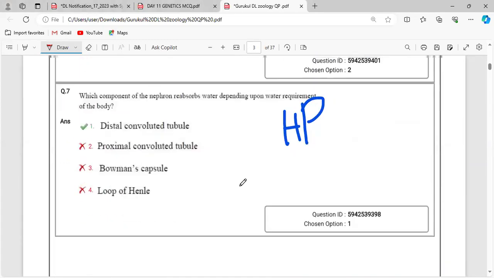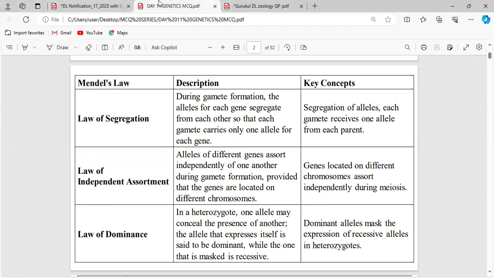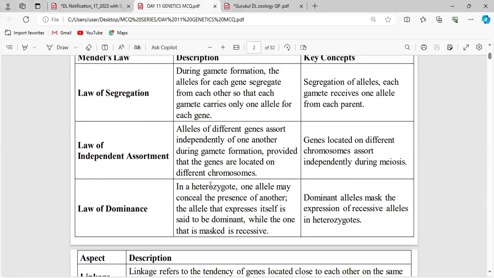Okay. I think you have got an idea of how the question is asked in your examination. This is the standard of your question. So you have to be thorough with your basic information. So for today, I'm going to discuss genetics.